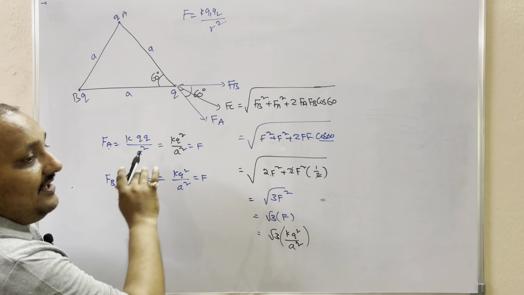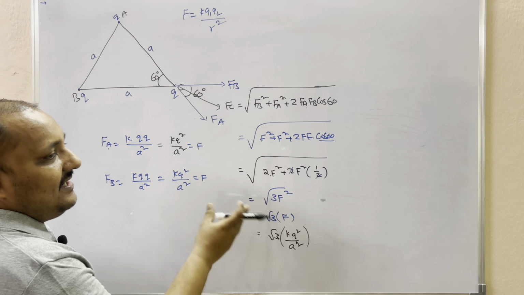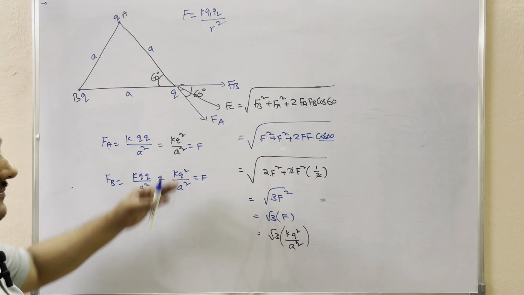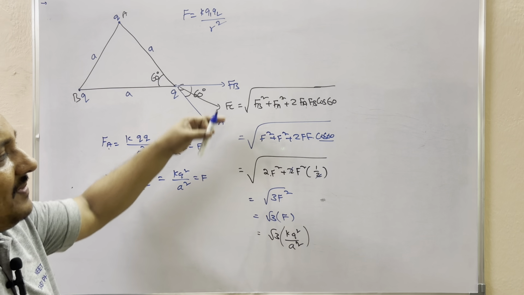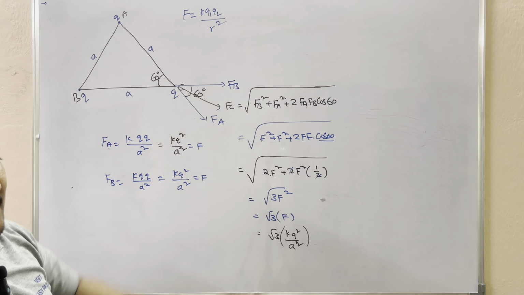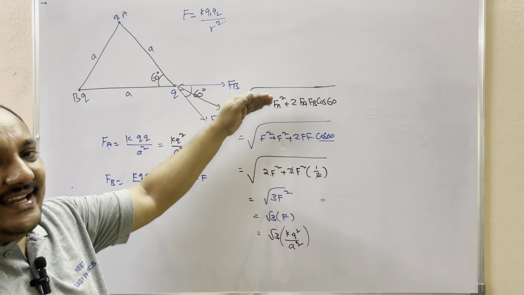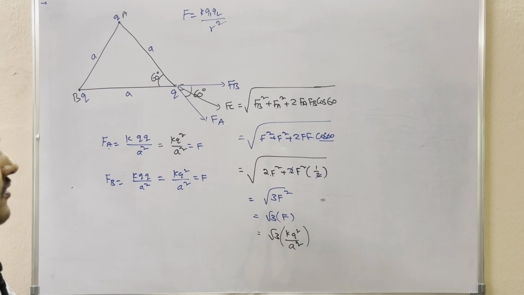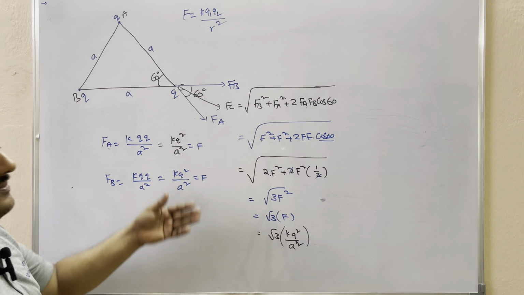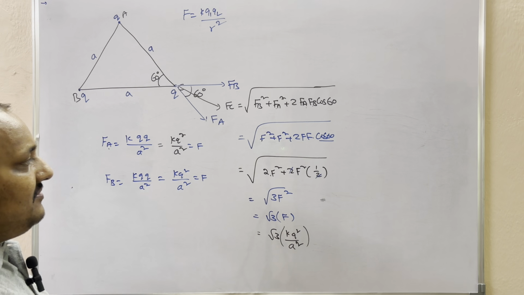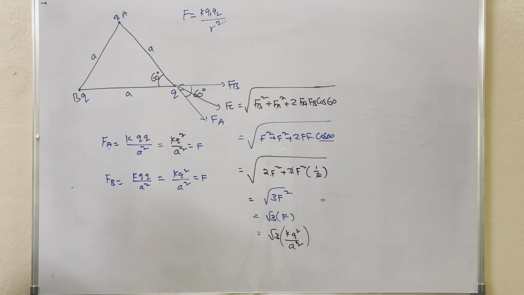If it is 120, how does it come? If you practice, it will become easy for you. Without practicing, if you have to do it like this directly in the exam, it will be lengthy and take more time. To save your time, as we have said many times, we have to practice more. So this is about root 3 K Q square by a square.